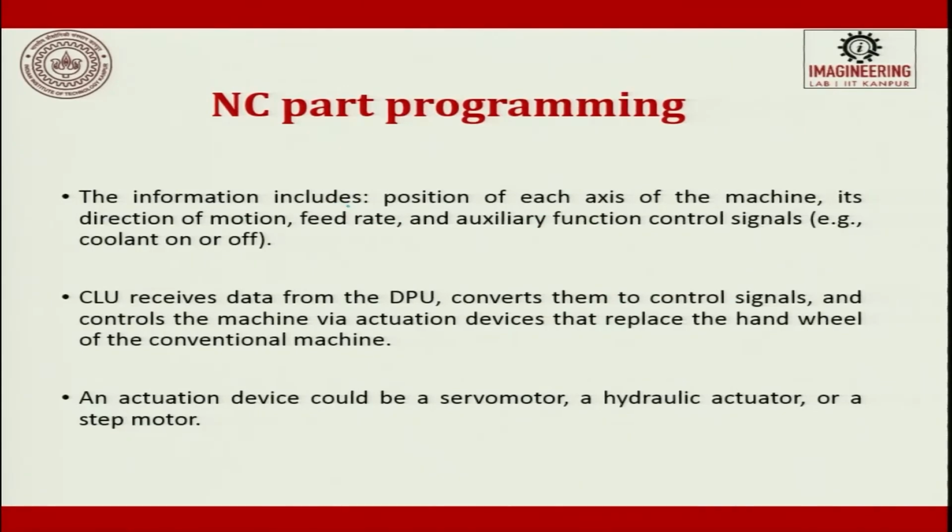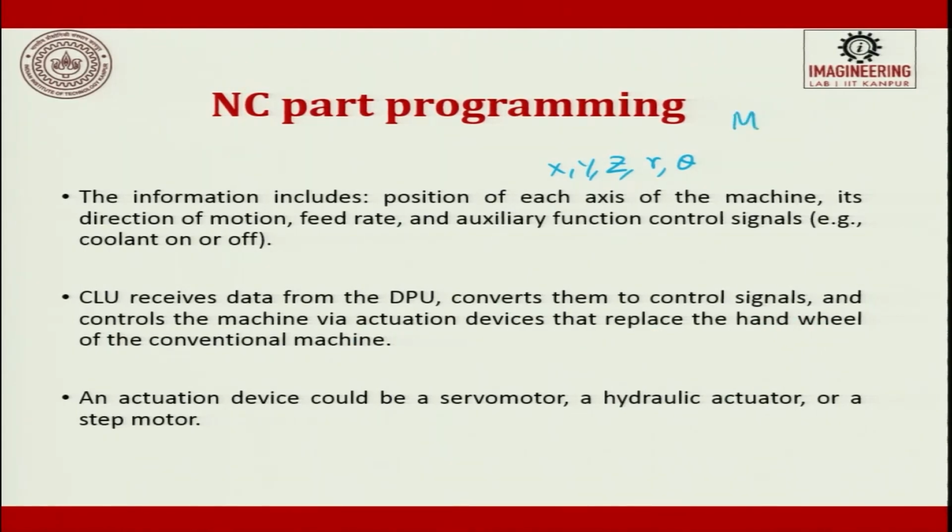The information which is included is the position of each axis. We have seen x axis, y axis, z axis, r theta, all these things. So these are all the positions of each axis on the machine, its direction of motion, feed rate and auxiliary functions, function control signals, for example coolant on, coolant off. These are the information which are included in the part program. The CLU receives the data from the DPU, converts them into control signals and controls the machine via an actuation device that replaces the hand wheel of the conventional machine.